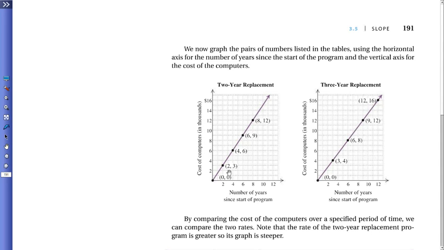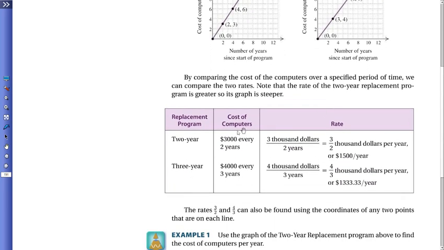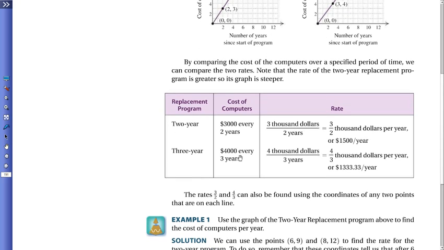And here are the ordered pairs. Remember, the first number is a horizontal change, second number is vertical change, and so on. So here's a graph of both of those things. And if I want to find a rate, really, the rate of change that's happening on here, it says in the 2-year deal, I spend $3,000 every 2 years, or $3,000 per 2 years. It sounds like a rate, doesn't it? Or 3 over 2, $1,500 per 1 year. Okay, a lot of ways to say that thing.